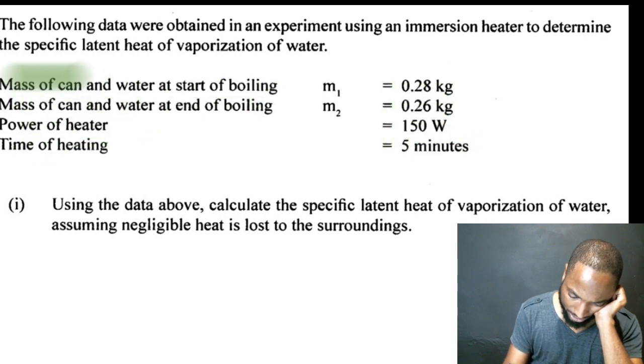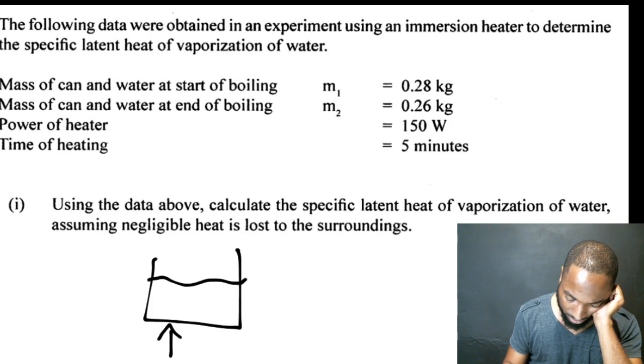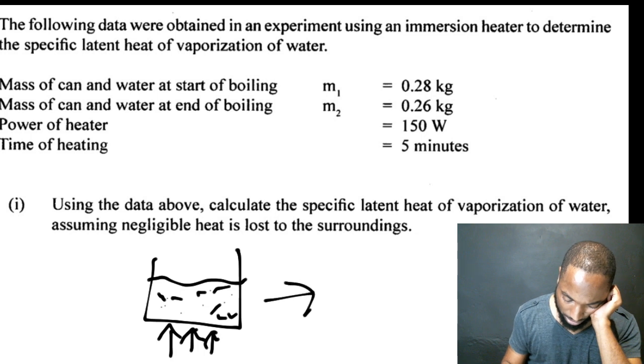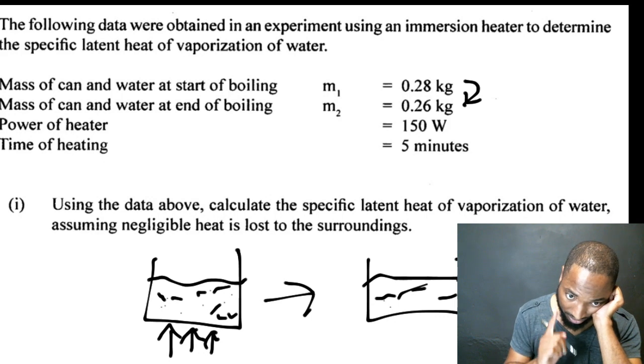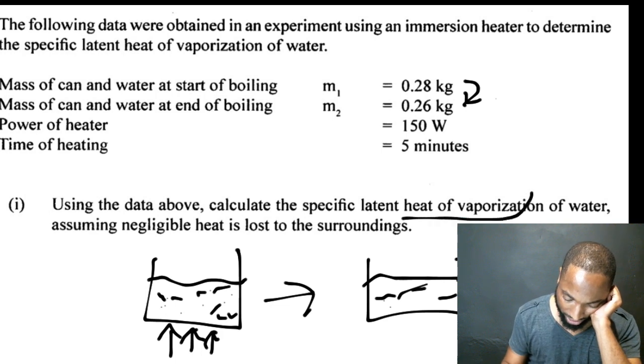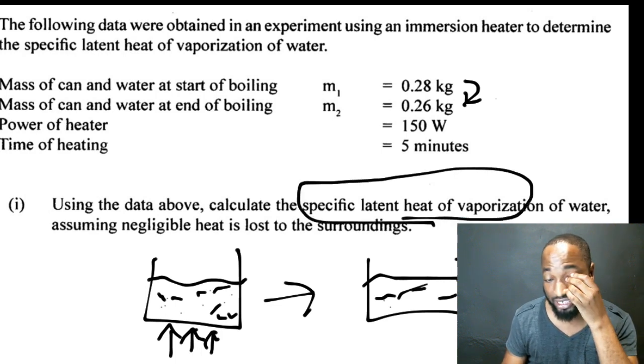So what do you think is happening here? We're heating up a can with some water. It's already boiling, it starts to boil. Some of the water boiled off, so it has a little less water now. A mass of water was lost. So now you can use that energy. You could find that energy lost in vaporizing some of that water and backtrack it to find specifically the latent heat of vaporization.